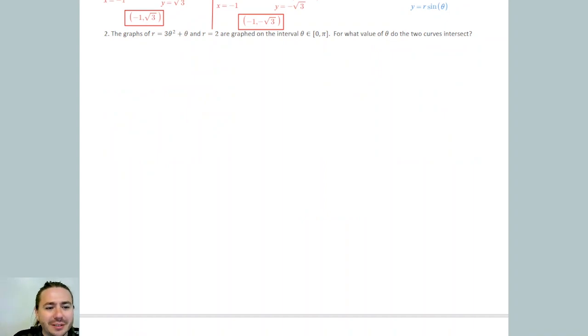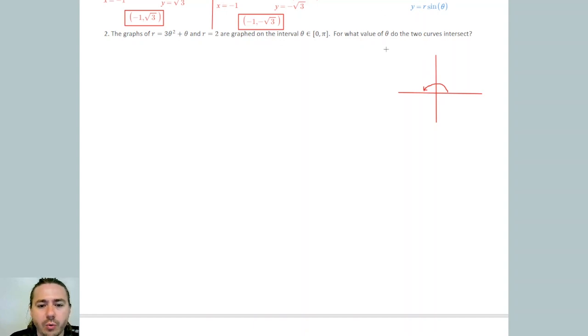So for number 2, it says the graphs, we've got 2 equations here, are graphed on the interval between 0 and pi. Okay, so just to give you a visual, the only part of the graph is when theta is in between 0 and pi. That doesn't necessarily mean that we can't have points down here, because we could potentially have negative r values. But since all these are positive, it's not going to be negative anyway. So yeah, we are going to be limited to these 2 quadrants.